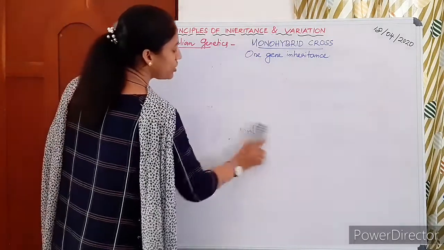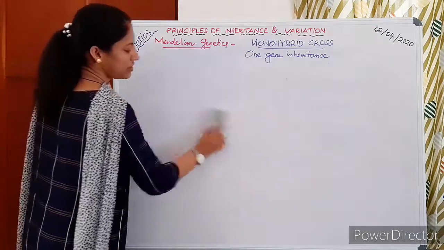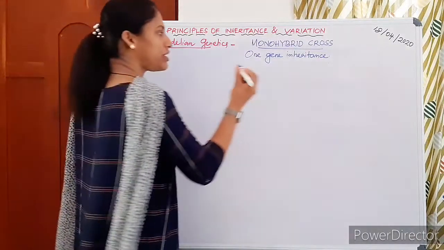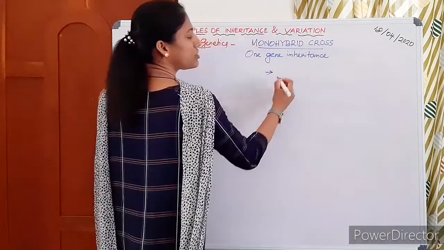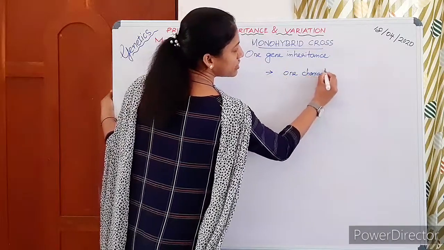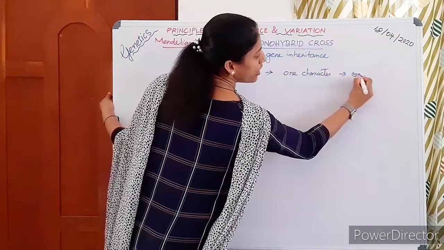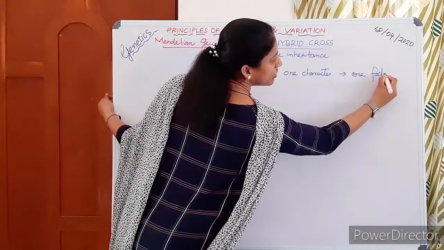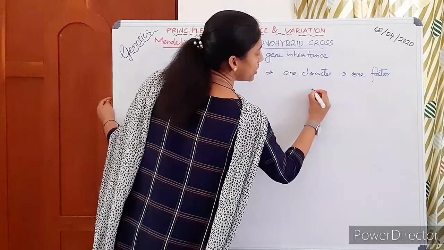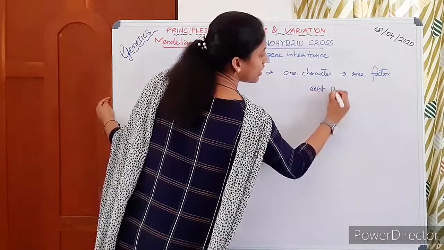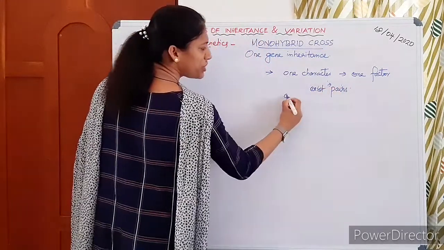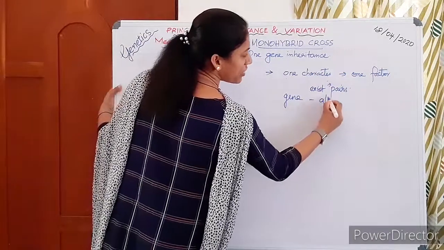According to Mendel, one character is controlled by one gene. He didn't use the term gene, he used the term factor. According to Mendel, one character is controlled by one factor. And he says the factor exists in pairs. Now we know that this is a gene and this is a pair, an allelic pair.